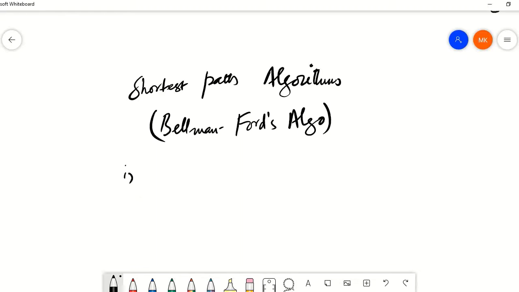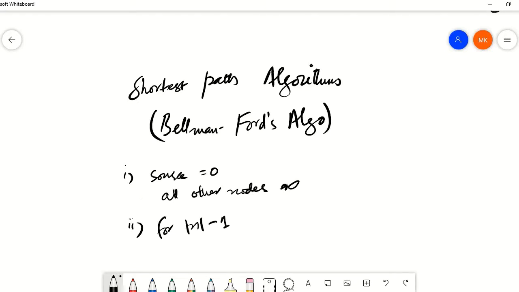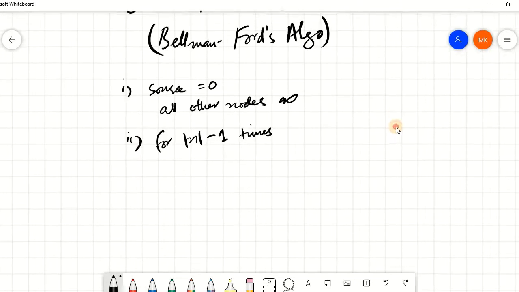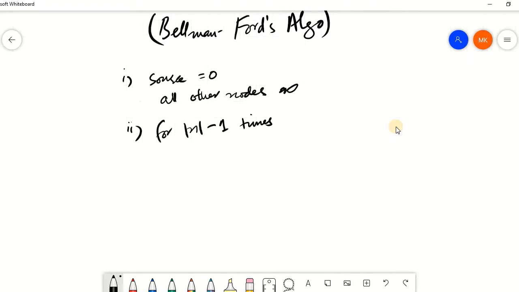So in the first step, just like we did in Dijkstra's algorithm, we'll have to associate a cost of 0 to the source and infinity as cost for all the other nodes. Secondly, we'll have to iterate through all the nodes to verify if their costs may be updated. So for n-1 times, we are checking the cost of all the nodes and we are repeating this process for n-1 times.